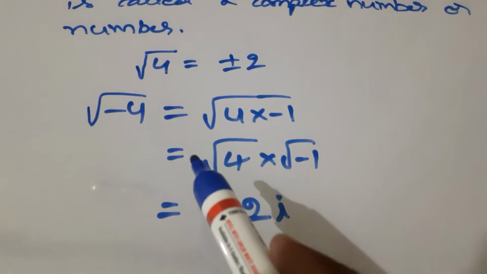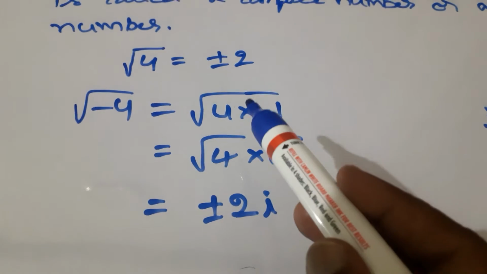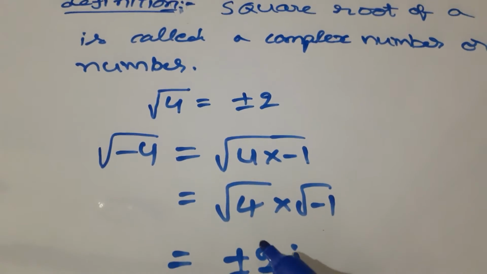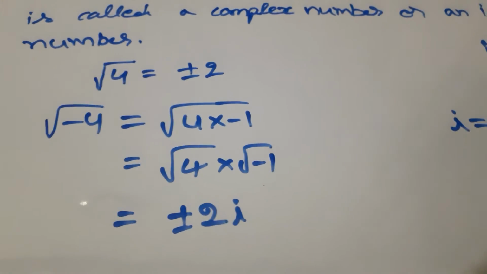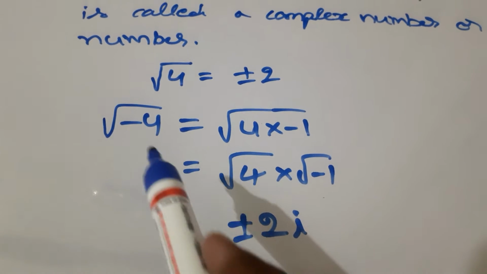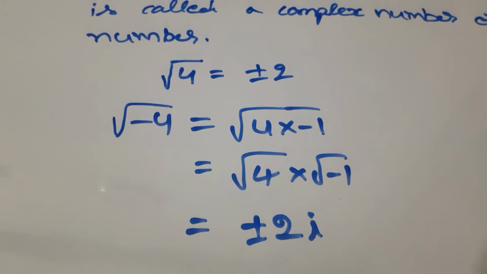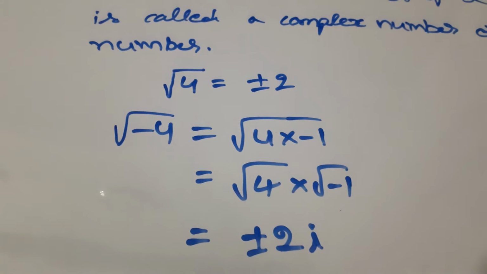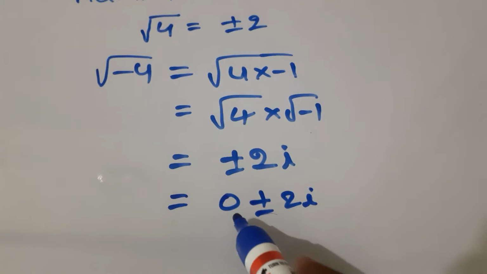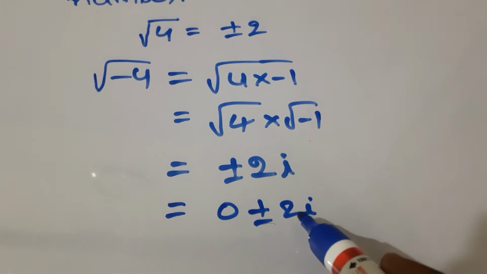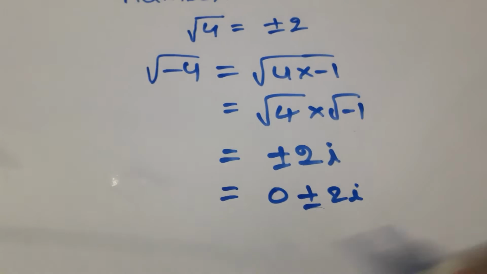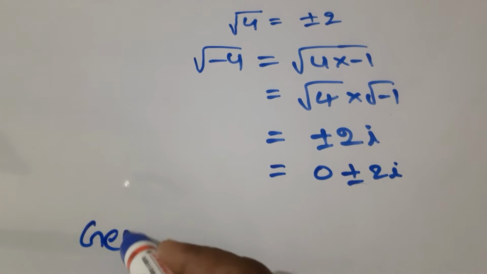So if you see this problem, root over minus 4 equals root 4 into root over minus 1. Root 4 means plus or minus 2 and root over minus 1 is assumed as i. So what is the solution for square root of negative 4? Square root of minus 4 is plus or minus 2i. We can write it as 0 plus or minus 2i. This 0 is called the real part. 2 is called the imaginary part. So the general form of a complex number is a plus ib.